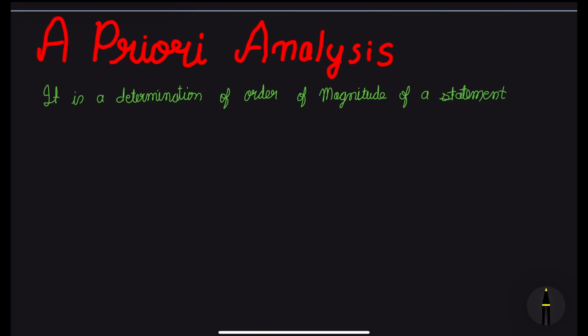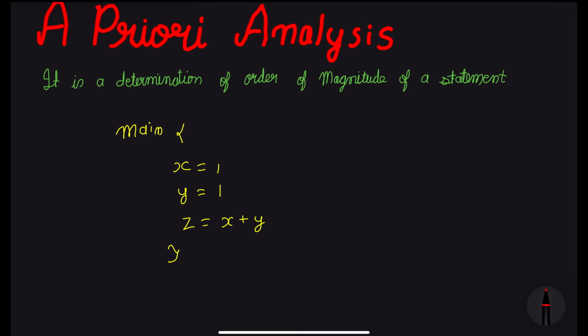Let's write a small program to understand this. We have our main function and inside this we have three statements: x equal to 1, y equal to 1 and z equal to x plus y. Consider this an algorithm to add two numbers. The algorithm consists of three statements: 1, 2, 3. You can ignore the main keyword and focus on the actual statements that are doing work.